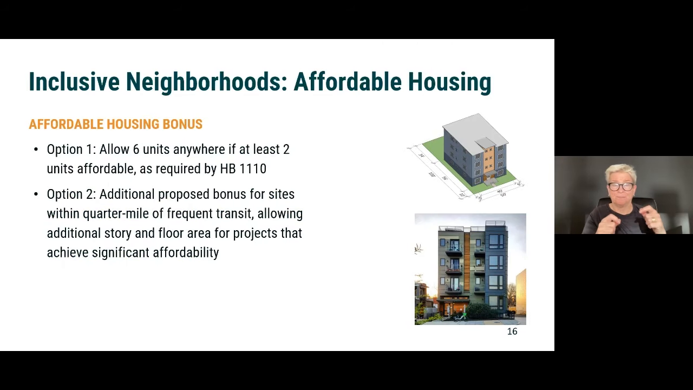There are 2 other things that we're proposing to change in the neighborhood residential zone. One is that we're proposing a bonus for affordable housing. And there would be 2 options. Under state law, we're required to allow 6 units everywhere if at least 2 of those are affordable. However, we suspect that would not be enough bonus that people would use that by itself. So we're also proposing a bonus for sites within a 1/4 mile of frequent transit that would allow an additional story and additional floor area for projects that achieve significant affordability.